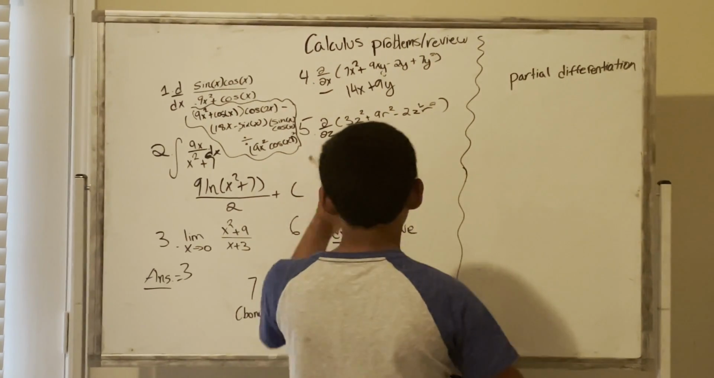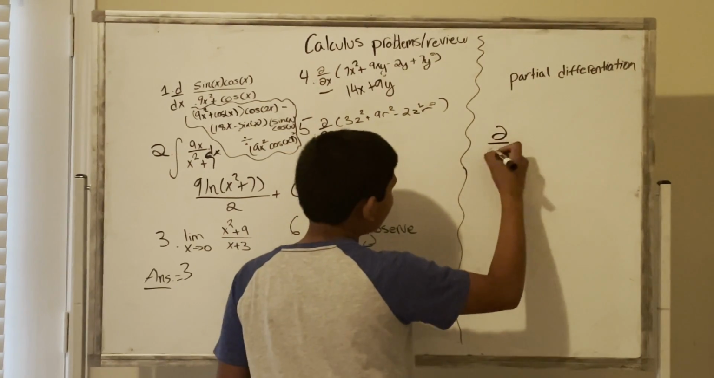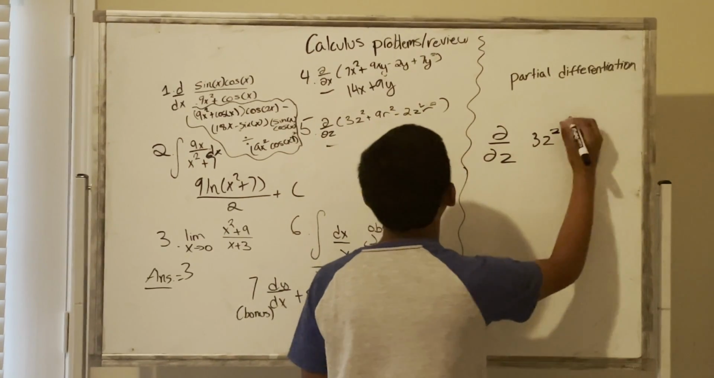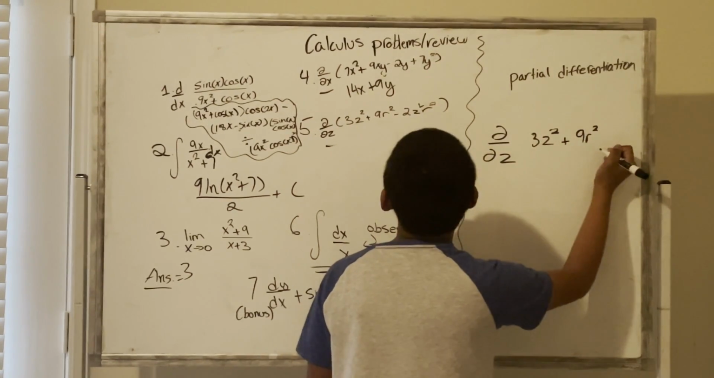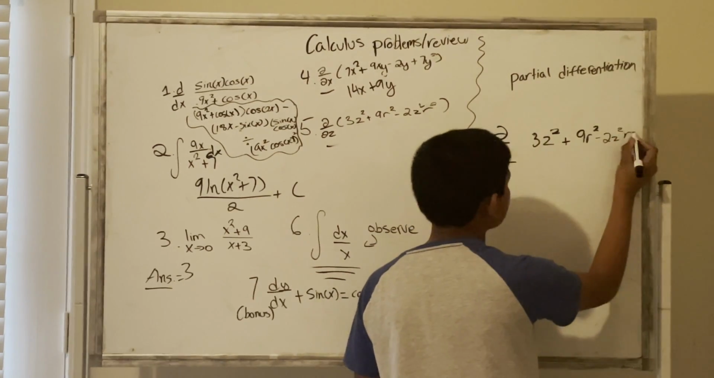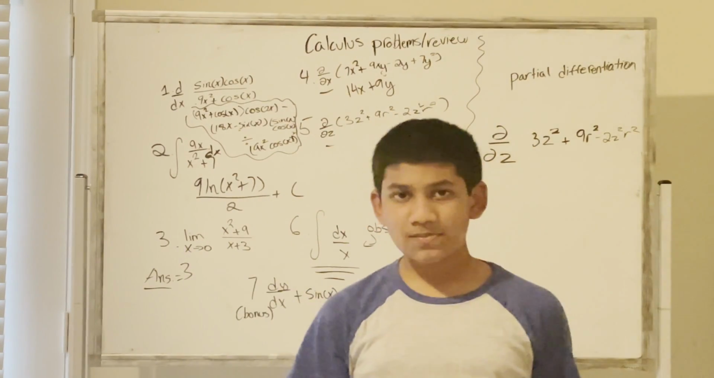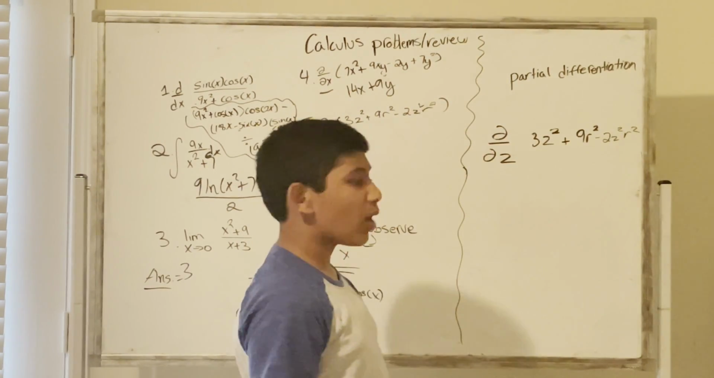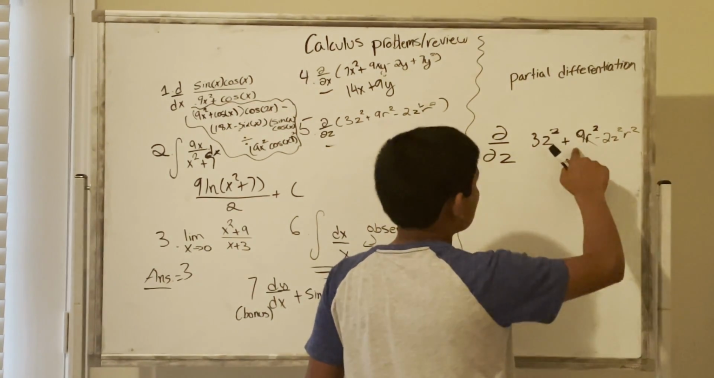So now let's do the second one, or technically the fifth one in this case. We have the partial derivative with respect to z, and we're going to have 3z squared plus 9r squared minus 2z squared r squared. Okay, so we have 3 terms over here, and one of the terms looks fairly easy. Well, we don't have a z term over here. So what can we do? Eliminate this. So this will just be eliminated, so we can cancel this out.